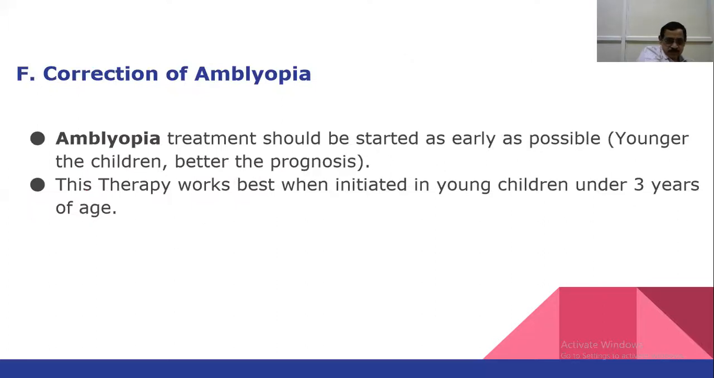Correction of amblyopia. Amblyopia treatment should be started as early as possible. If we treat early, the prognosis is better. This therapy works best when initiated in young children under 3 years of age.